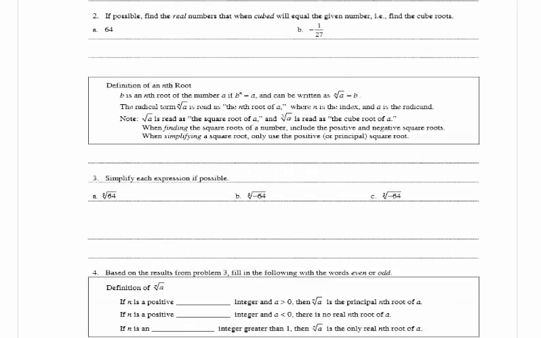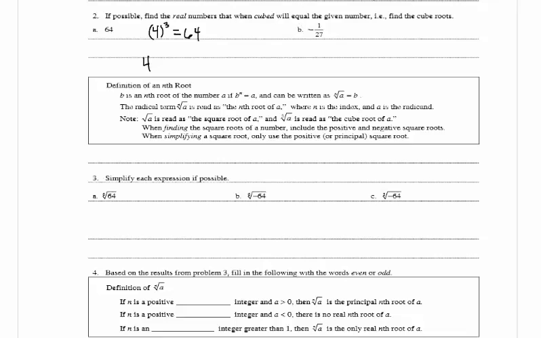In 2, if possible, find the real numbers that when cubed will equal the given number, i.e., find their cube roots. In A, we want the numbers that when cubed would give us 64, and 4 cubed is equal to 64. So 4 is a number that when cubed gives us 64.